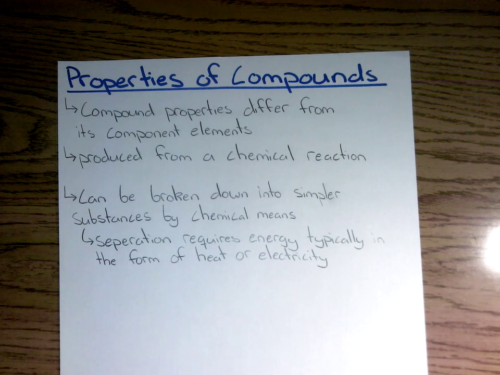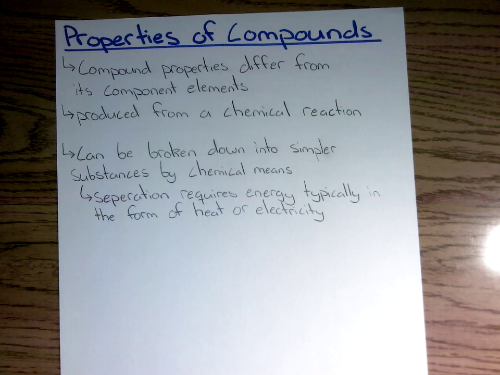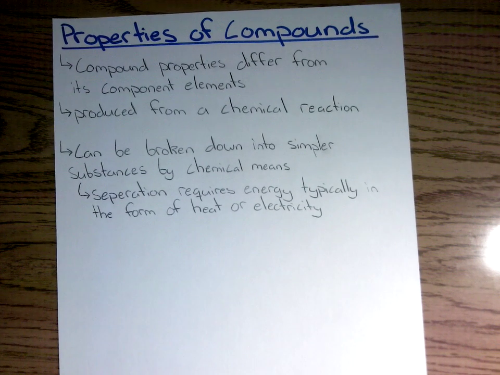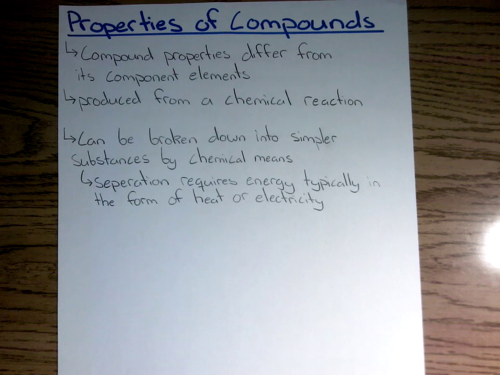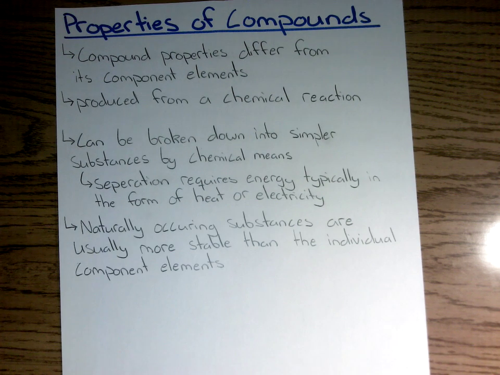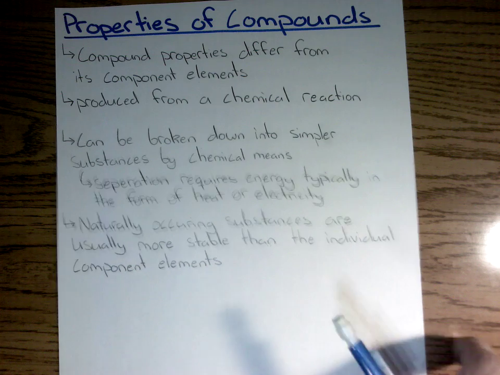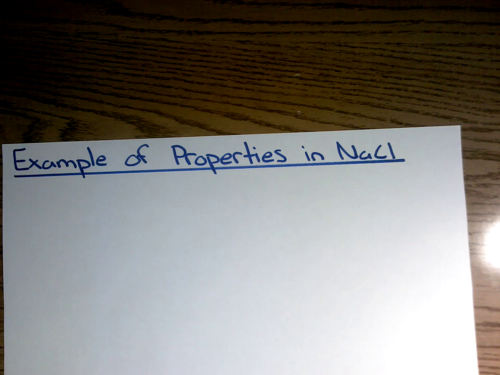Now, it's also important to note that naturally occurring substances are usually more stable than the individual component elements. A good example of that is salt, sodium chloride, or water, H2O. Both of those substances are much more stable as a compound. And so let's take a look into one of those examples I just listed with sodium chloride. Now, sodium chloride is going to have different properties than individual elemental sodium and individual elemental chlorine.